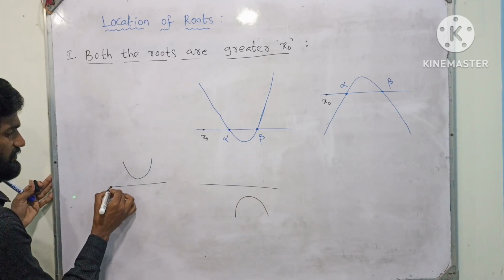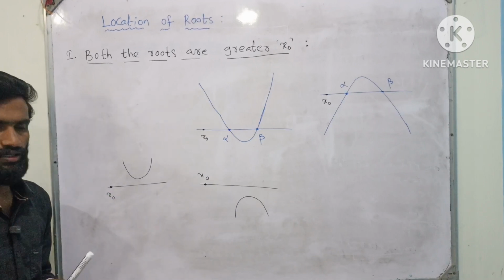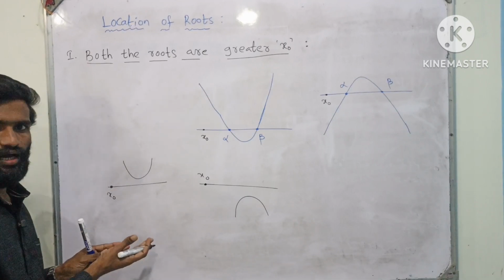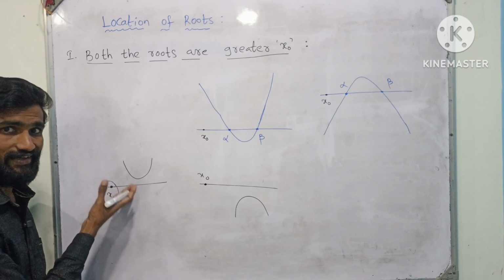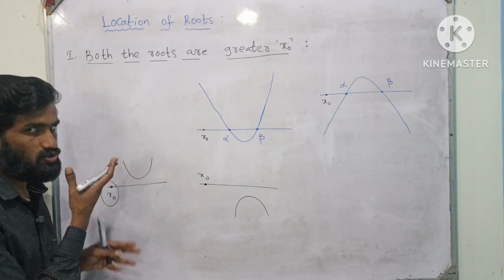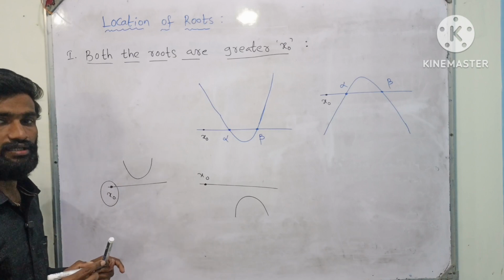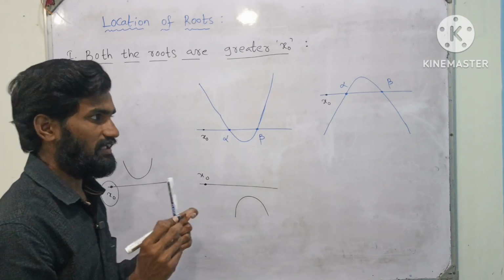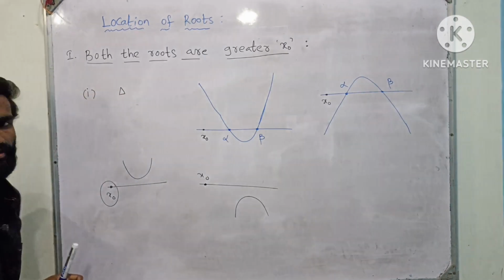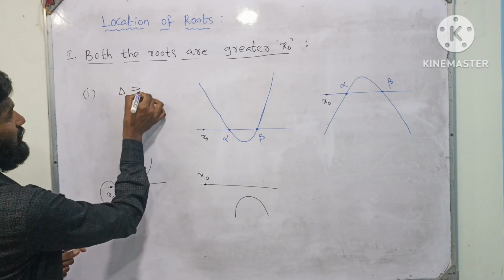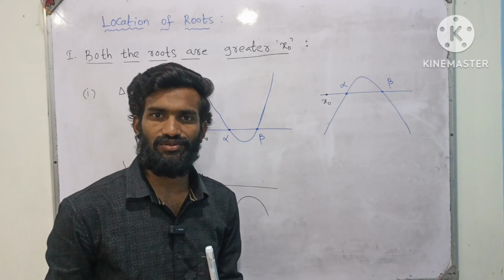Once observe here, this is x naught and this is x naught. Here roots are not there. How can we compare with x naught? Here it is not intersecting or touching the x-axis. It is not possible. Therefore, the first condition is discriminant should be greater than or equal to 0.